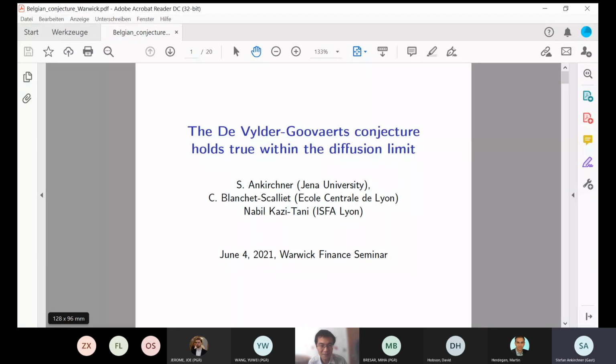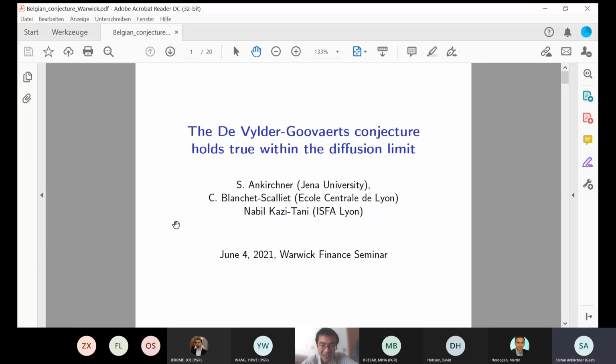So, to be honest, I'm also not quite sure how one pronounces the two names. There are two Belgian mathematicians or actuarial scientists. I have never met them personally, so I'm not quite sure how to pronounce them. But Goovaerts, I think, and Vylder.